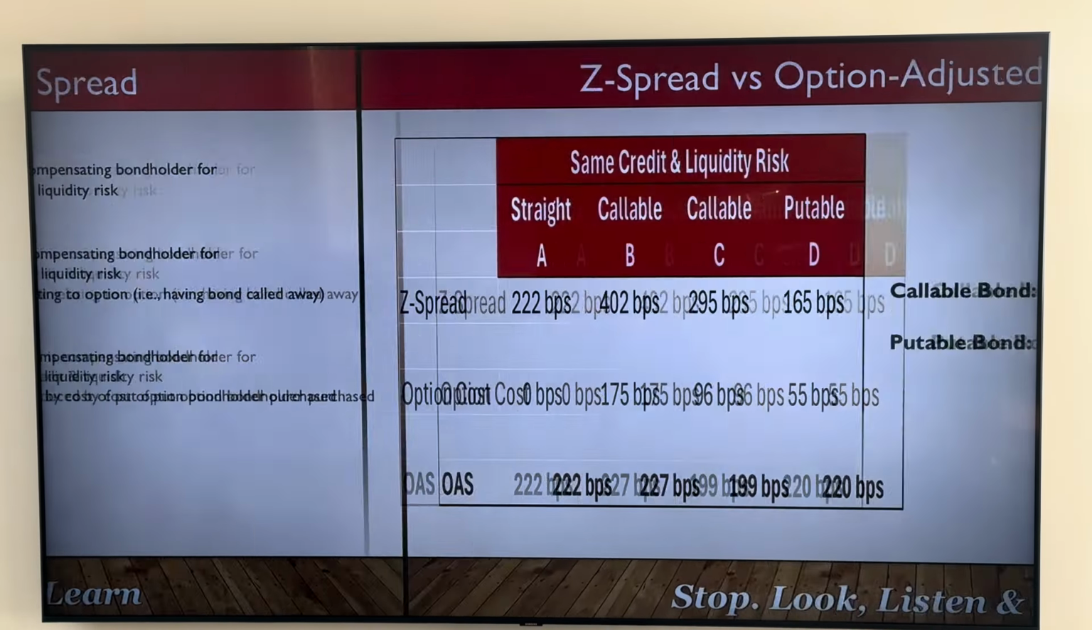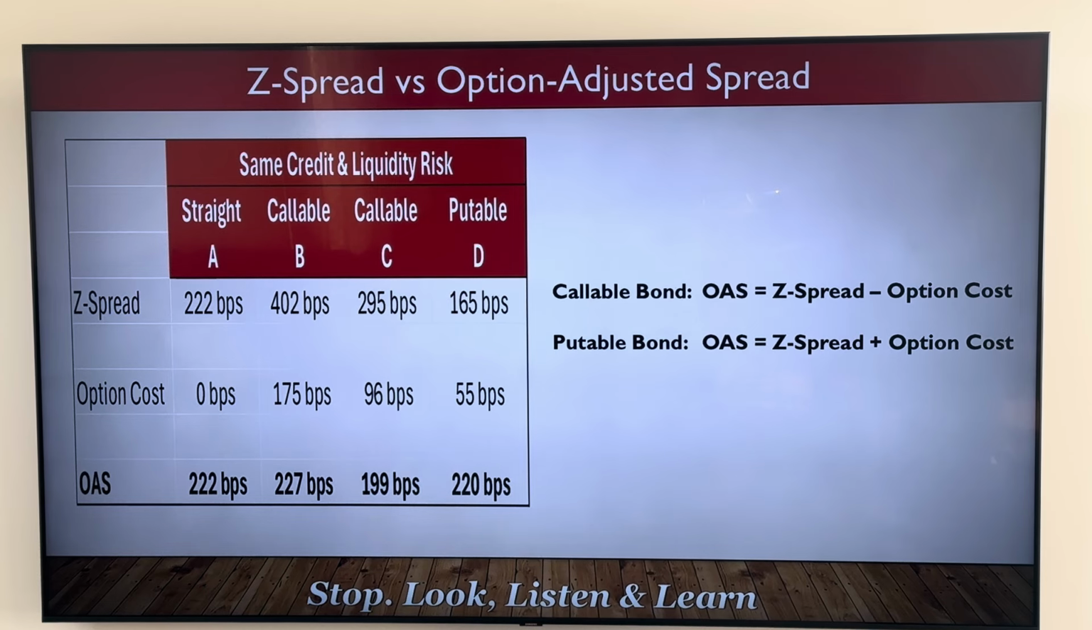So how might this show up on the exam? Obviously you're not going to have Excel or Python or any computer programs where you can compute what the option cost is and the like. So basically, let's look at this situation here. First thing to note is that you have 4 bonds, A, B, C, and D, and we're assuming that they all have the same credit and liquidity risk. So bond A is a straight bond, bond B is a callable bond, bond C is a callable bond, and bond D is a puttable bond.